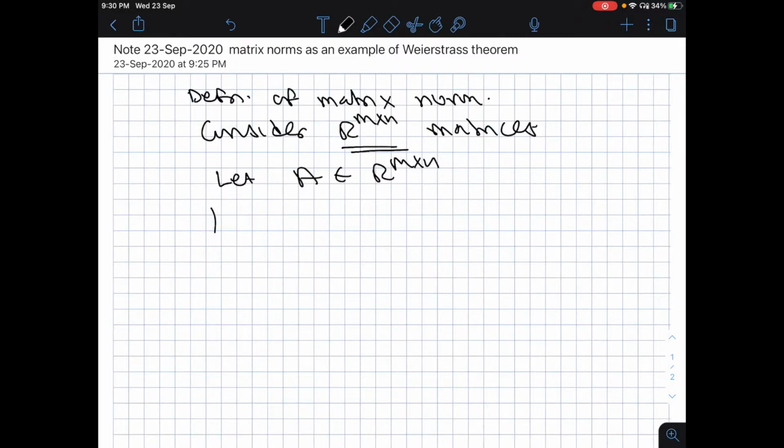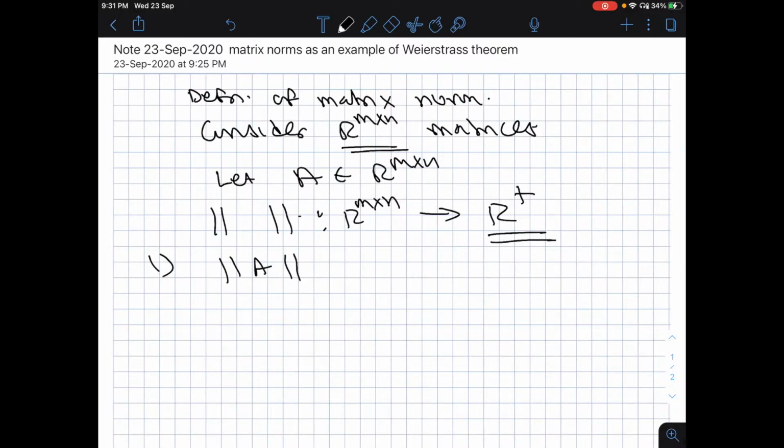Then we can define a norm function from the space of m cross n matrices to R plus, since norms are always non-negative, such that it should satisfy three properties. One, the norm of A should be greater than or equal to 0, and 0 if and only if A is 0, that is, the m cross n zero matrix.